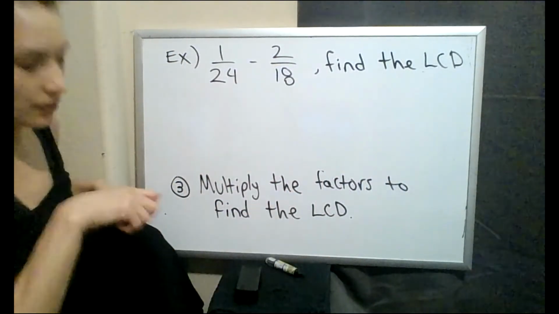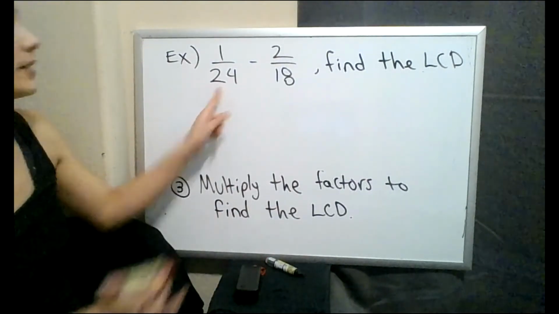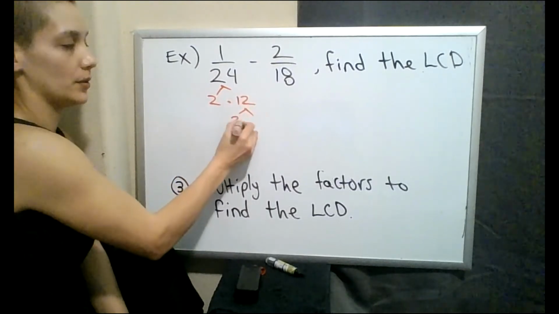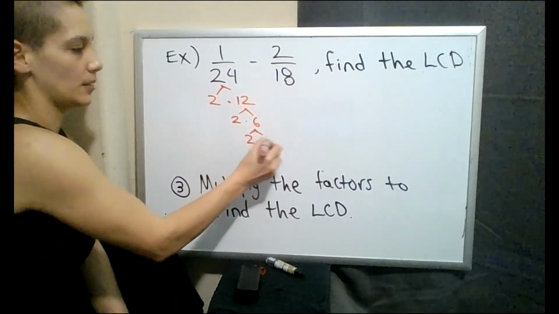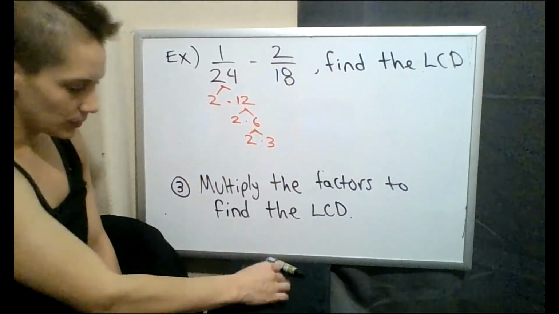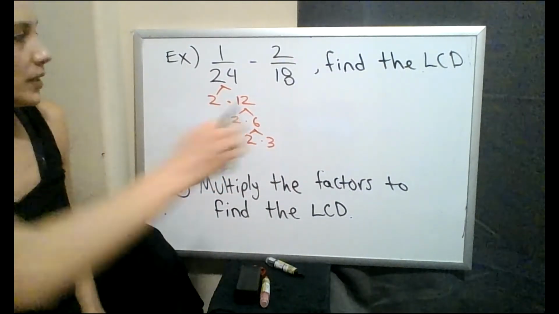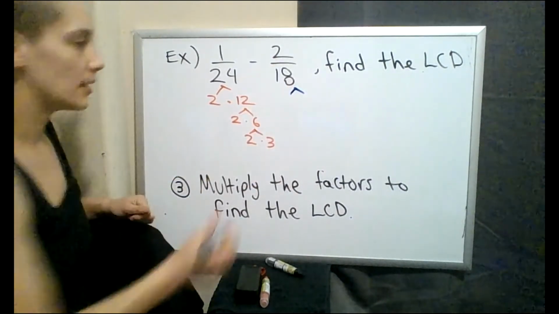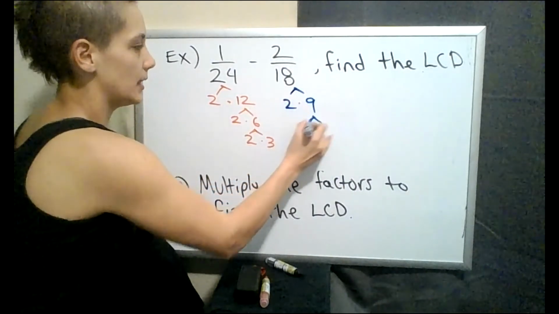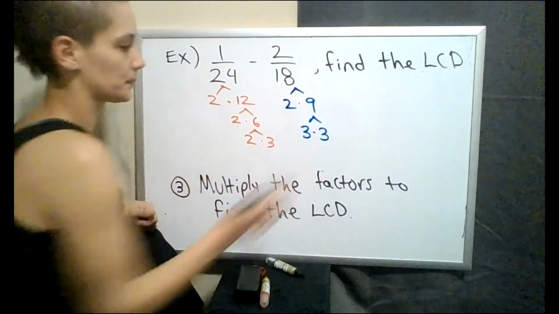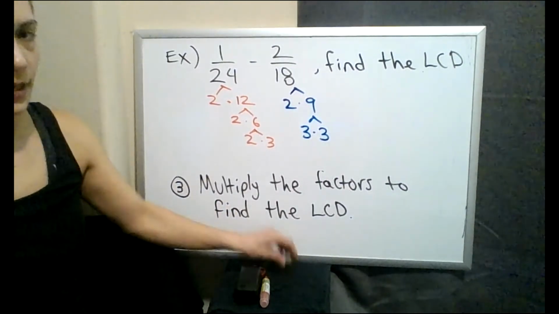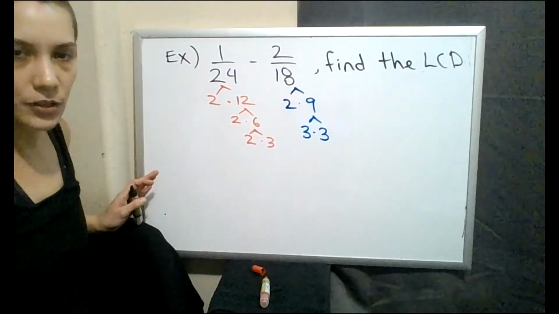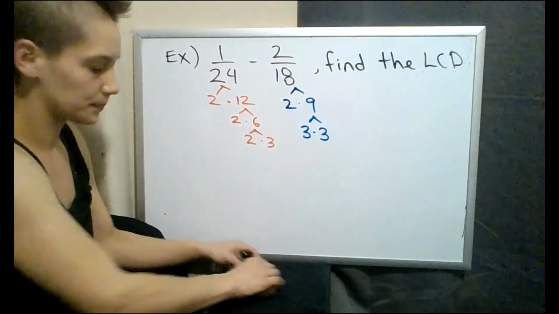So for the first fraction, factor the denominator. 24 is 2 times 12. 12 is 2 times 6, which is 2 times 3. Then do that to all of your fractions. So over here, take this denominator, start to break it down. 18 is 2 times 9, and 9 is 3 times 3. So the factors that you're looking at are 2s and 3s.